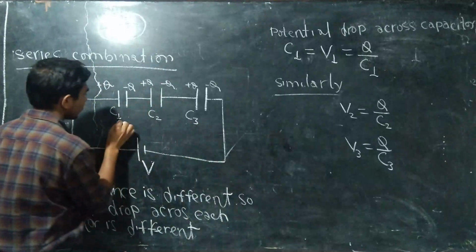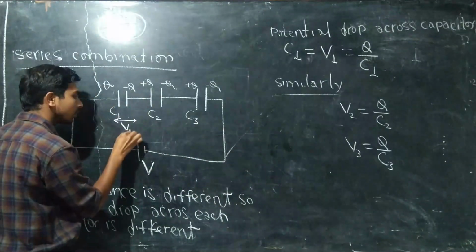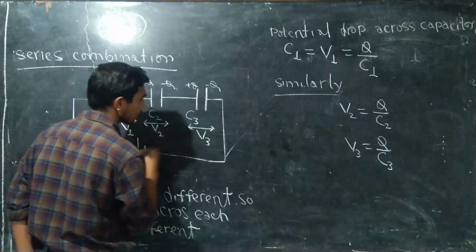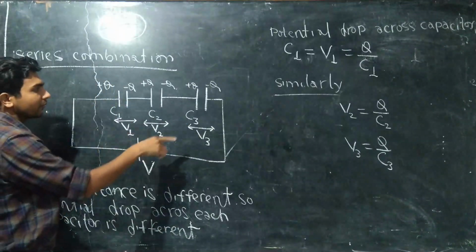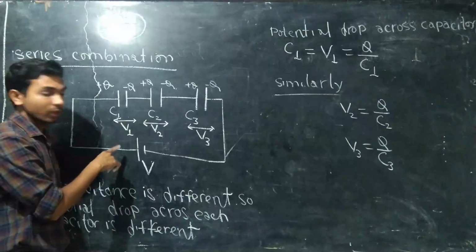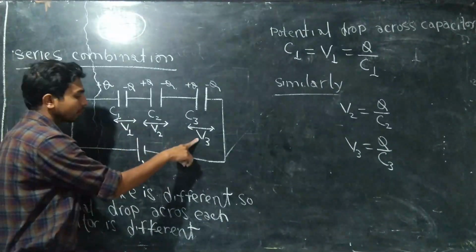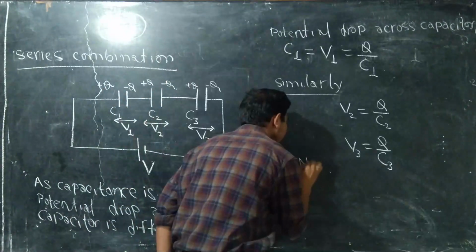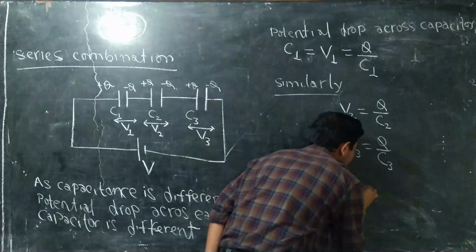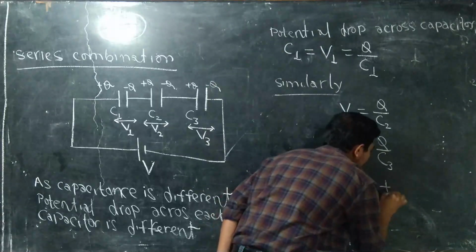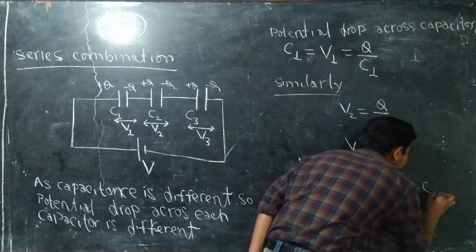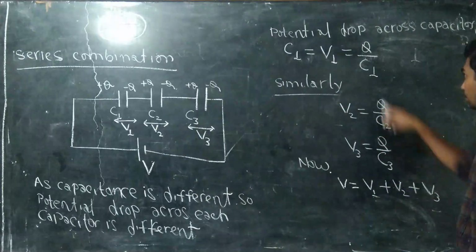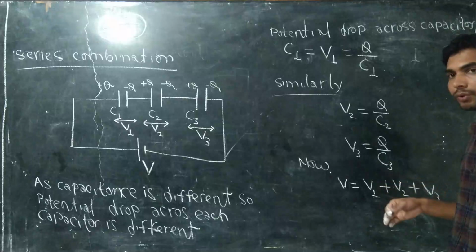See, now here the potential drop is V1, right? Across this capacitor the potential drop is V2, okay? So only these are the potential drops across the circuit, right? So this one plus this one plus this one is equal to this one. So further we can write now V is equal to V1 plus V2 plus V3, right? Now V1, V2, V3, everything is known, we just have to substitute the values.